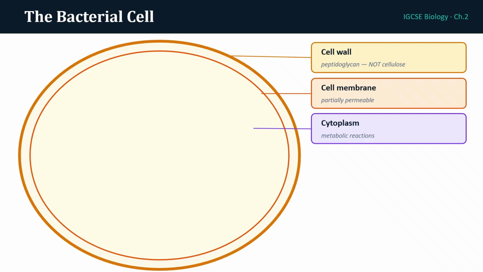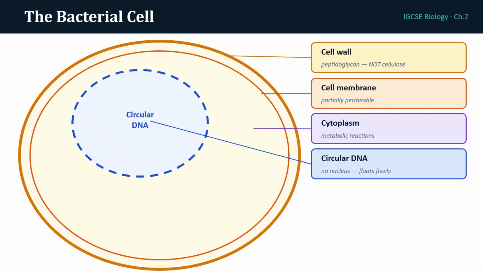Inside the cell membrane, the cell is filled with a liquid called cytoplasm, where all the metabolic reactions of the cell take place. Then the small circular DNA is present, and this is the bacterial genetic information. But you can see here, it is not enclosed in any nucleus or proper nuclear membrane. It is just floating in the cytoplasm.